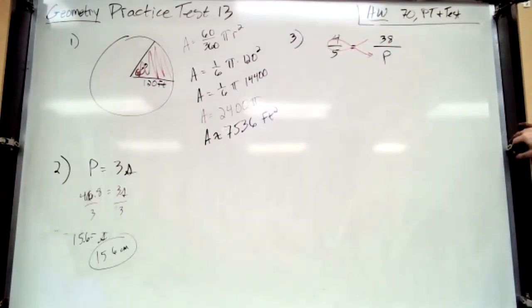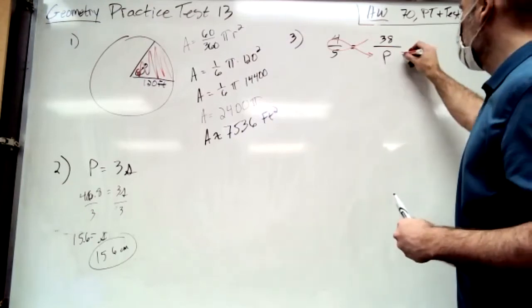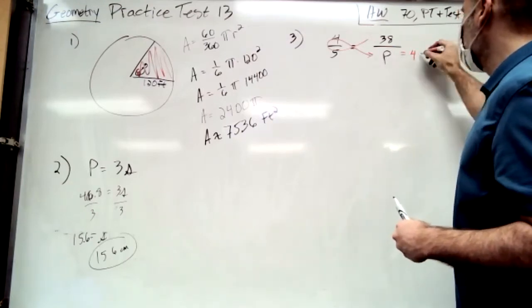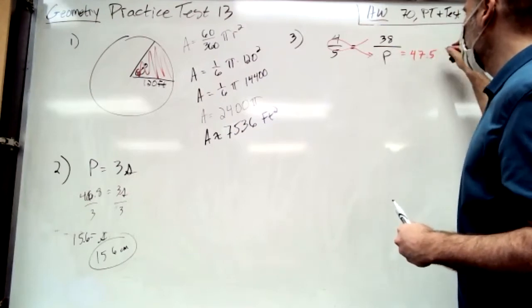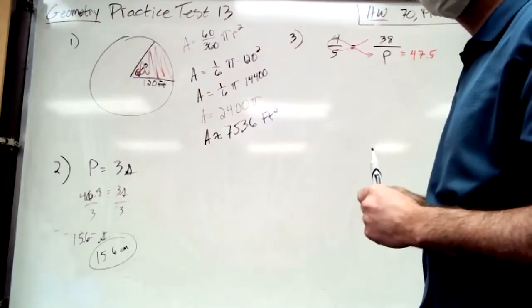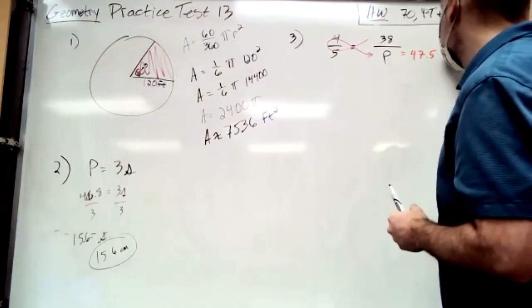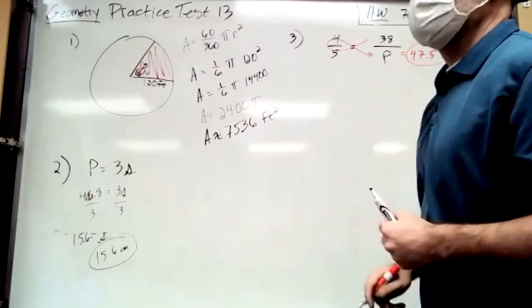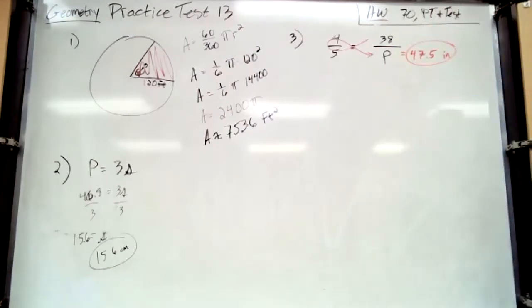So what is that? 190 divided by 4 is 47.5. Okay, what is that? Inches? Any questions with that? You can just set up that proportion pretty easily. If you want to draw it out however you want, you can do that. Maybe give yourself a visual.